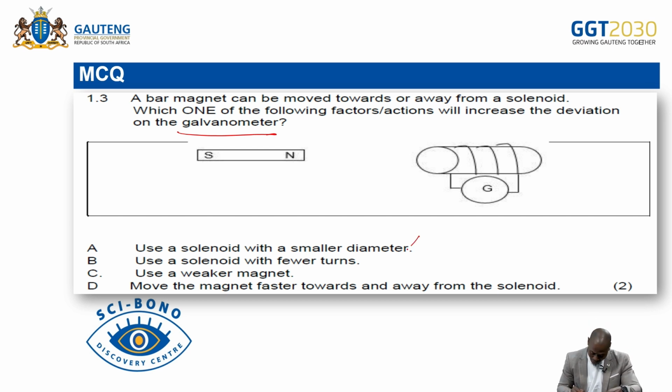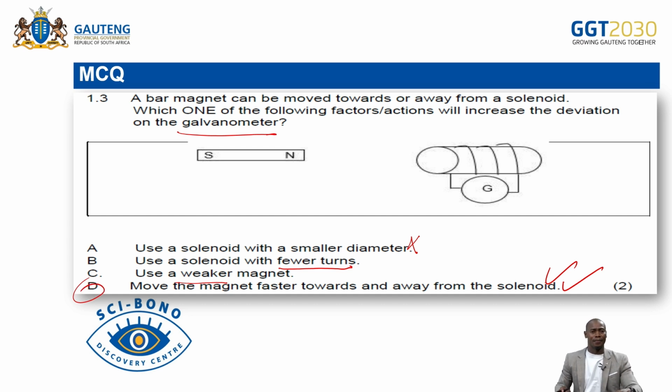So the first one is out. Use the solenoid with a smaller diameter. No, use the solenoid with fewer turns. If the turns are fewer, it means that the galvanometer is going to deflect less, right? So it means that the amount of EMF will be less, right? Then using a weaker magnet, we are decreasing the amount of EMF that is induced in that coil. But moving the magnet faster towards or away from the solenoid, then that will be the correct what?